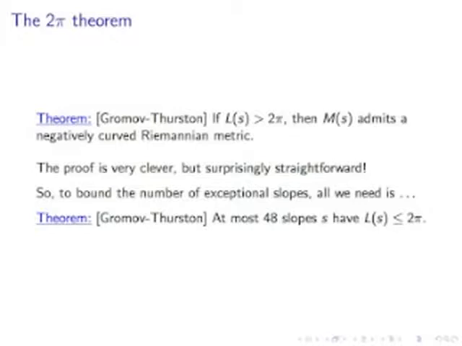So to bound the number of exceptional slopes, all we need is the result of Gromov and Thurston that says that there are at most 48 slopes with length less than or equal to 2 pi. That's how they get the number 48. So I want to explain the proof of this now. How do you get that number 48?